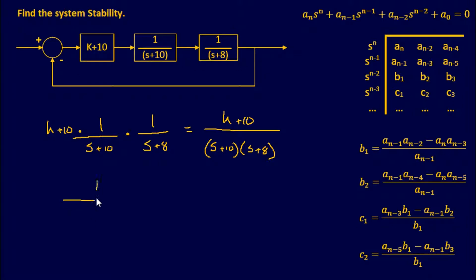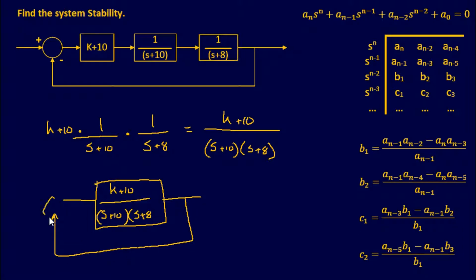Hence, it's going to look something like this. K plus 10 over s plus 10 times s plus 8, and then I'm taking it back to a negative feedback. Okay, that's all I'm doing. I'm just simplifying it down. Let me get rid of this. That way we're done with that visual.